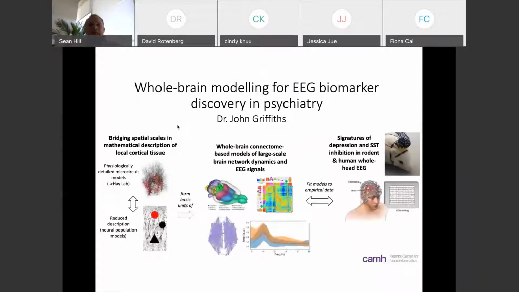And taking that further to the whole brain level is Dr. John Griffiths with whole brain modeling, looking at EEG biomarkers, again building off of the work of the local microcircuit modeling from Itai Hai, and then bringing that to whole brain level models, both for rodent and human whole head EEG, and using that then to identify brain-wide dynamics and the impact of SST inhibition deficits on global signals and EEG distributed throughout the brain.